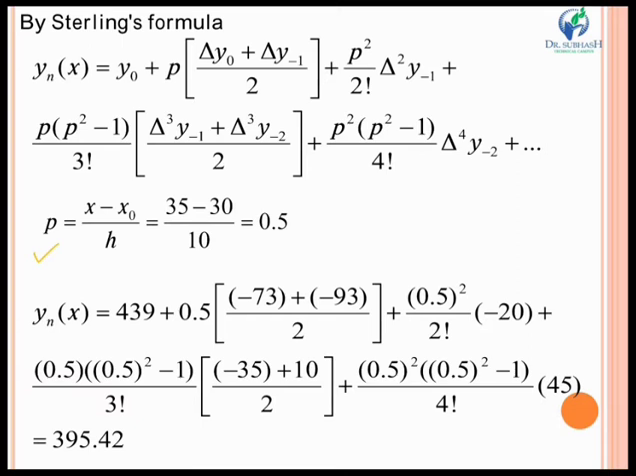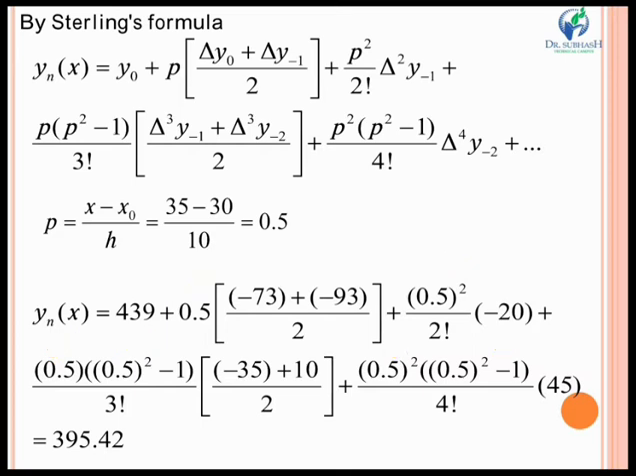We have to find y of 35, so 35 will be our x. For x0 we have taken the middle value, that is 30. The difference between the values of x is 10, so h is equal to 10. So our p is 0.5. First I will put all the values of p over here: P square, p into p square minus 1, and p square into p square minus 1.